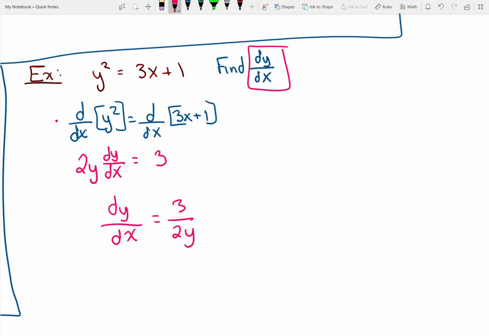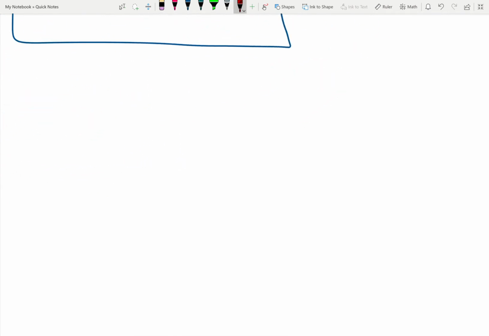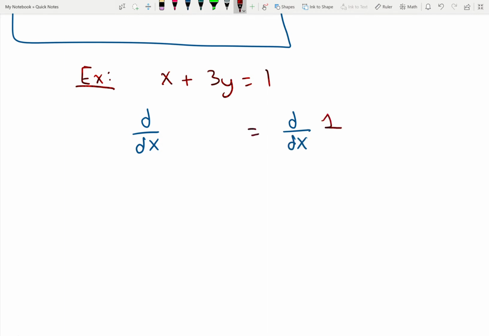Alright, so let's do another one. I didn't write these out, I'll write them with you. So example: x plus 3y equals 1. I'm going to take the derivative on both sides with respect to x. So 1 equals... Okay. And now I'm just going to take the derivative. I'm going to use the distributive law, and take the derivative of each of these terms.